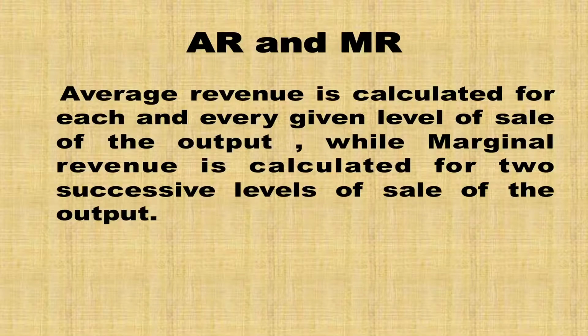If we compare AR and MR, we should be clear about two things: that average revenue is calculated for each and every given level of sale of output, while marginal revenue is calculated for two successive levels of sale of output. If you remember, we discussed the same for average cost and marginal cost.